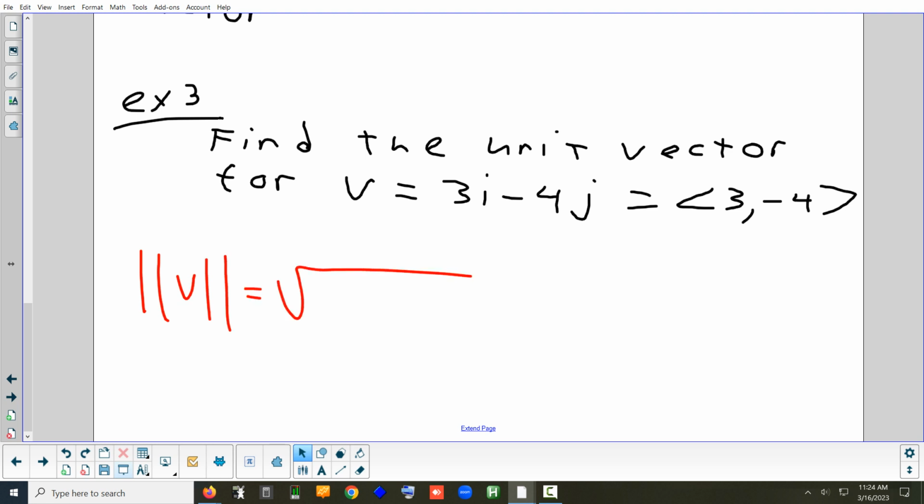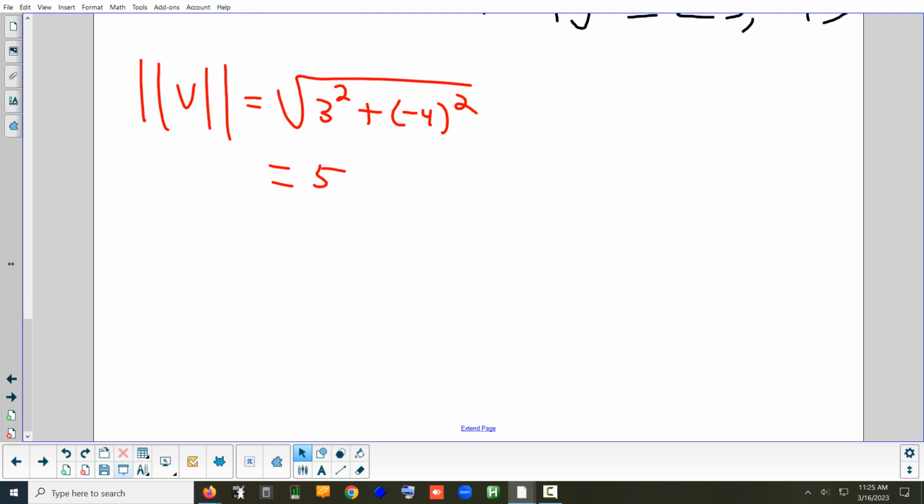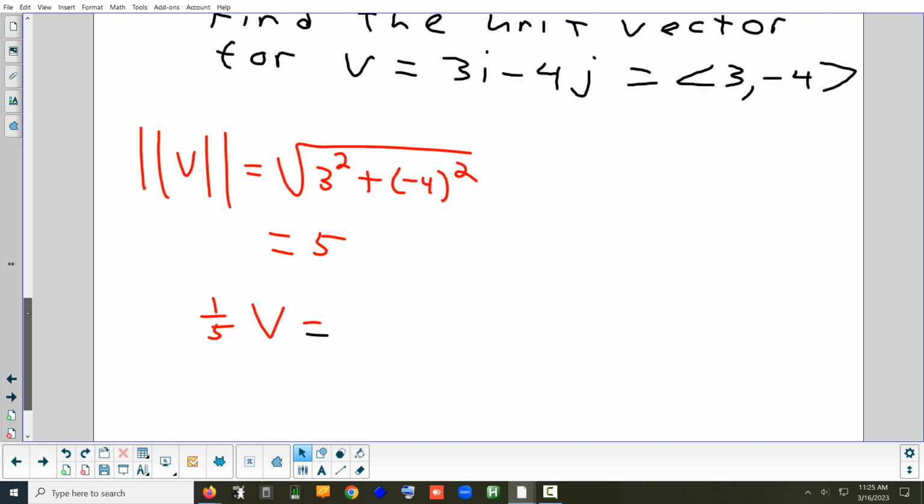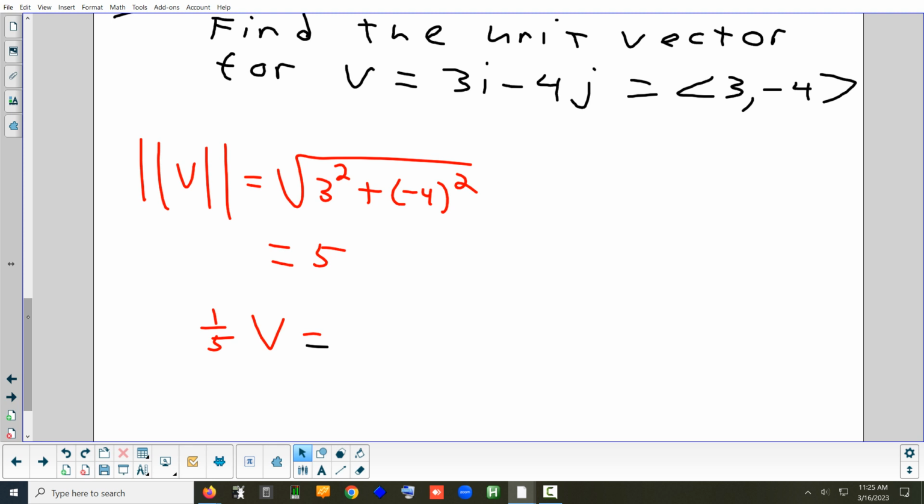So how do I set up for the length of 3i minus 4j? So 3 squared, yep. Plus, what's my vertical component? Negative 4 squared. Yeah. So what does that give me for a length of v? 5. So is that a unit vector? No, this is not a unit vector. It has to be 1. So now, what am I going to scale the vector by? 1/5. 1 over its magnitude.